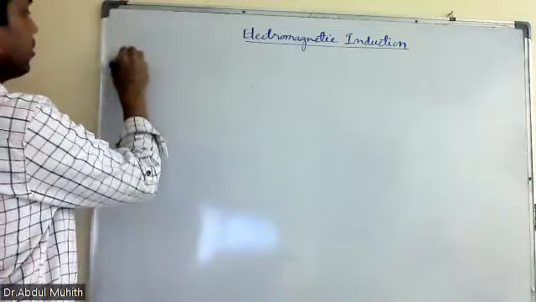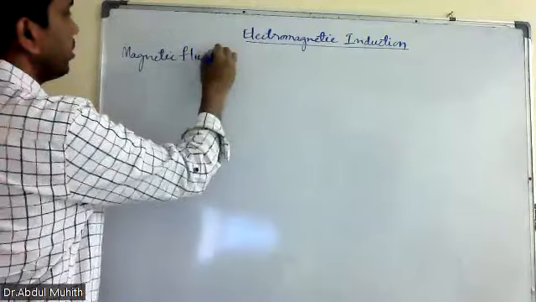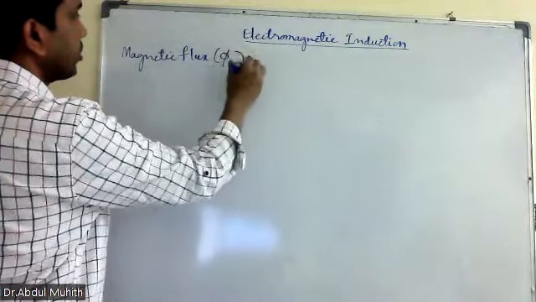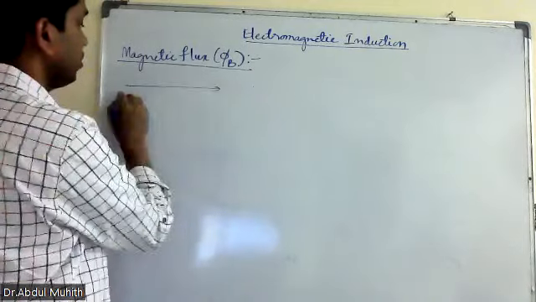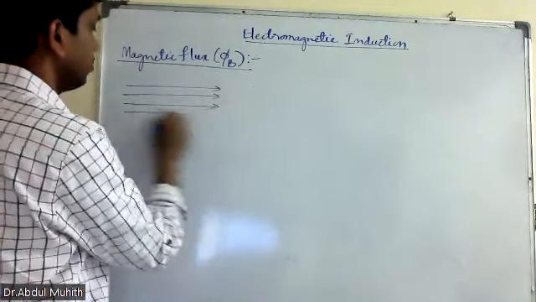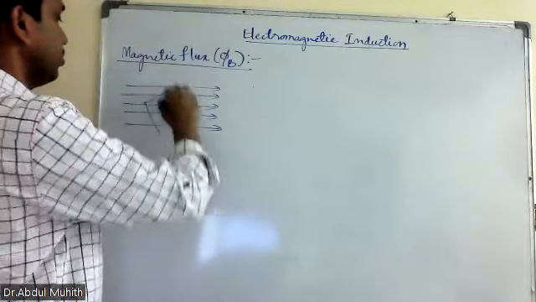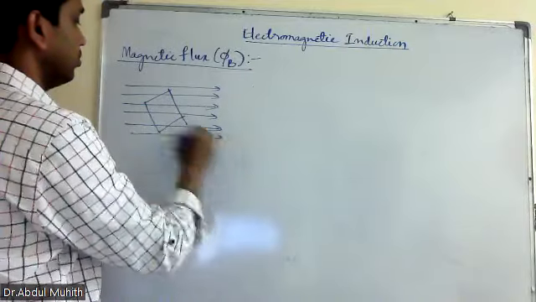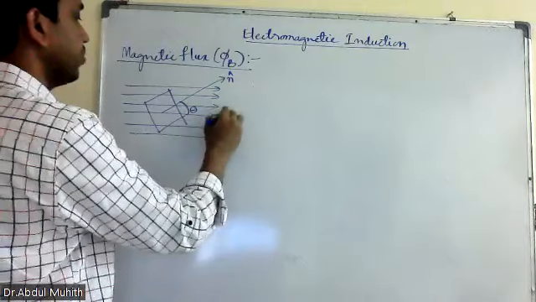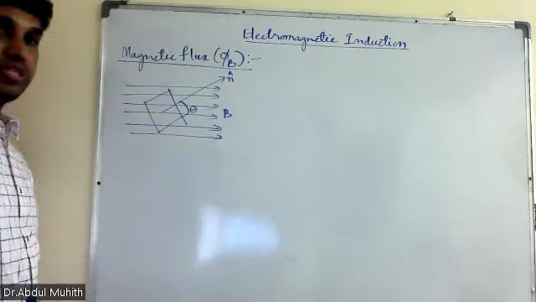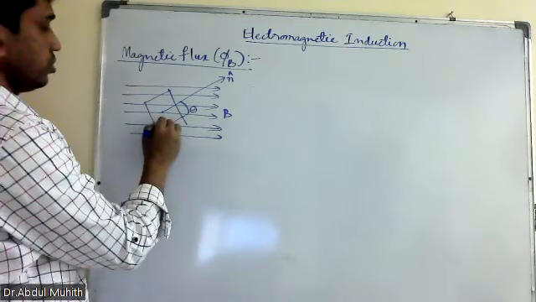The next is magnetic flux. Magnetic flux is denoted by phi B. That is magnetic lines of force. This is n cap and this is the angle theta. This is magnetic flux. n cap is the line perpendicular to the surface area. So surface area is here.